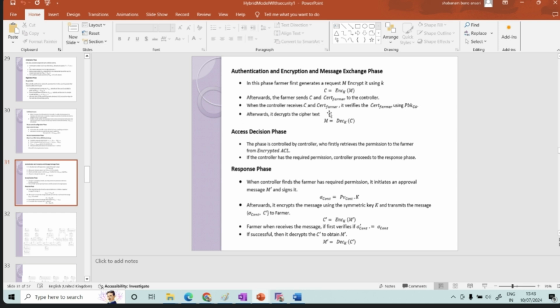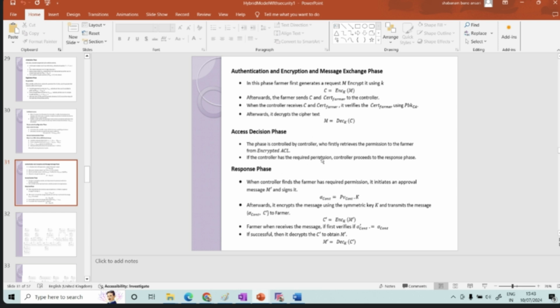When the controller receives the ciphertext C and the farmer's certificate, it verifies the certificate using its certification authority's public key, then decrypts the ciphertext. Next, access phase. This phase is controlled by the controller, who first retrieves the permission of the farmer from the encrypted access control list that is stored at the controller's machine.